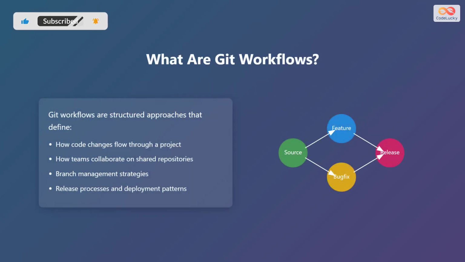So, what exactly are Git workflows? Git workflows are structured approaches that define how code changes flow through a project, how teams collaborate on shared repositories, branch management strategies, and release processes and deployment patterns.